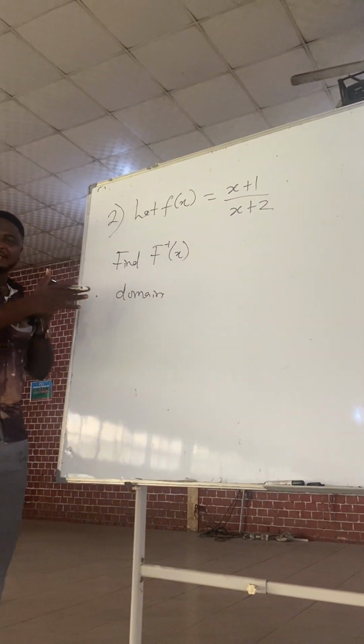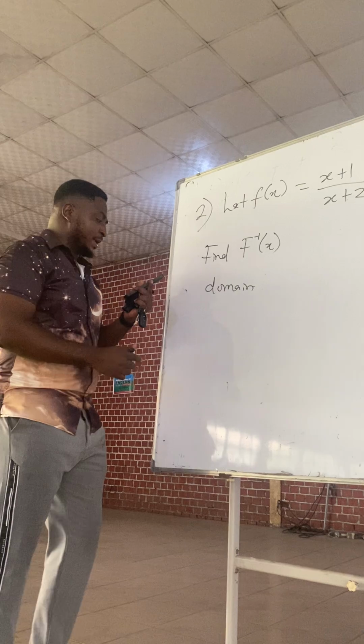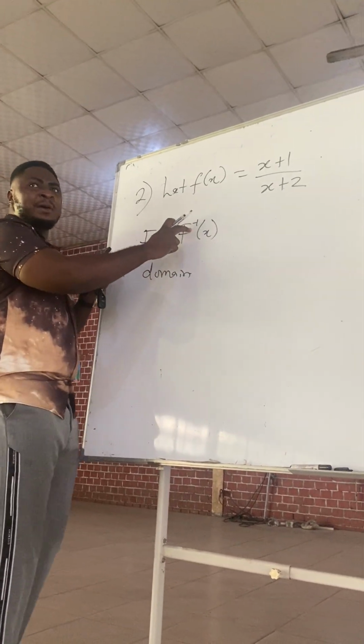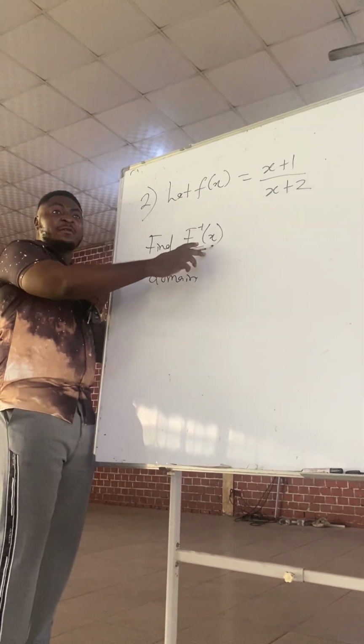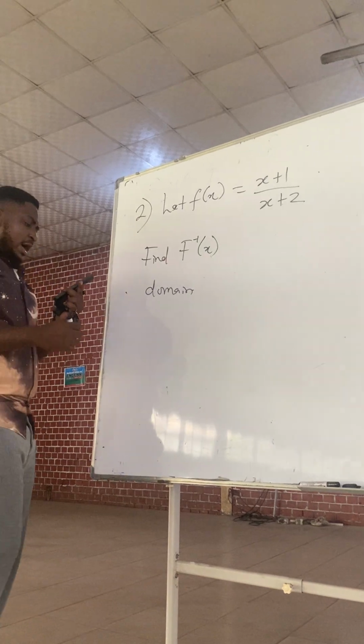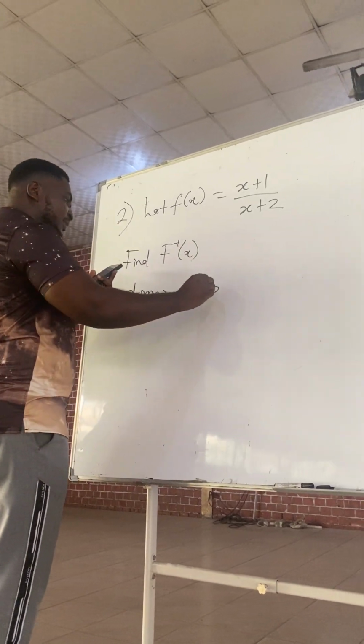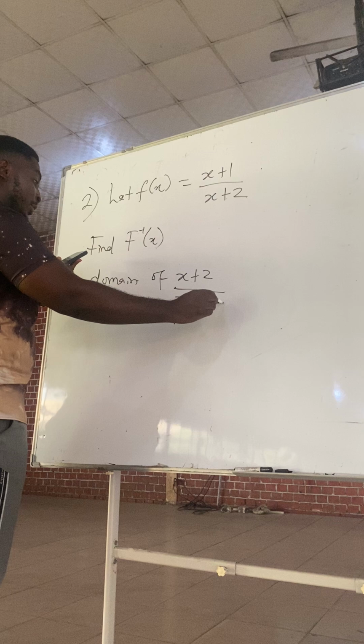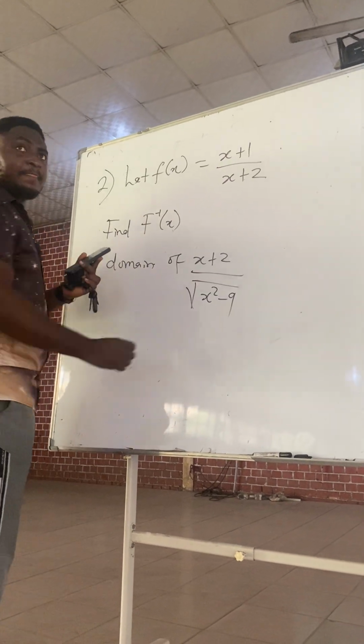Welcome back to the class. This is the second question for the Math 120 assignment. We have to find the inverse. Class, this symbol means inverse. If they say f raised to the minus 1 of x, it means inverse of, and we also have to find the domain of x plus 2 all over square root x squared minus 9.